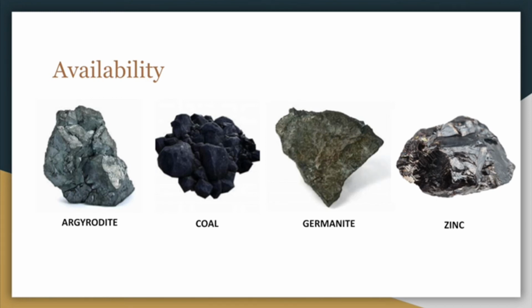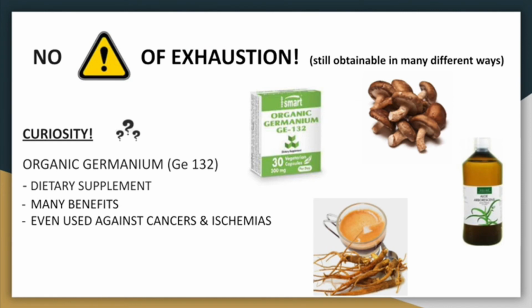Economically speaking, around the year 2000, the price of germanium was $1 per gram or $1,000 per kilogram, while now it costs around $3 per gram or $3,000 per kilogram. Fortunately, germanium is one of the few materials with no risk of exhaustion, since it is still obtainable in many different ways nowadays. A little curiosity is that there is an organometallic compound deriving from germanium, organic germanium Ge-132, which can be found on the market and is a really useful dietary supplement.